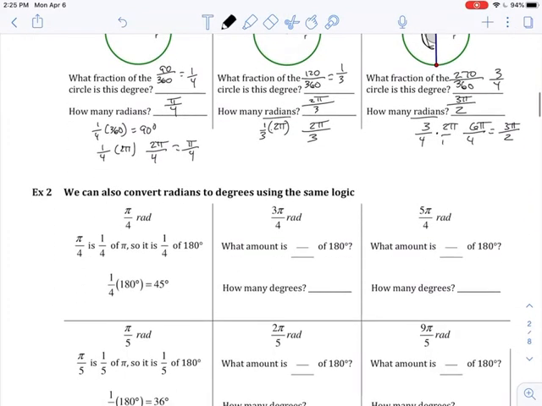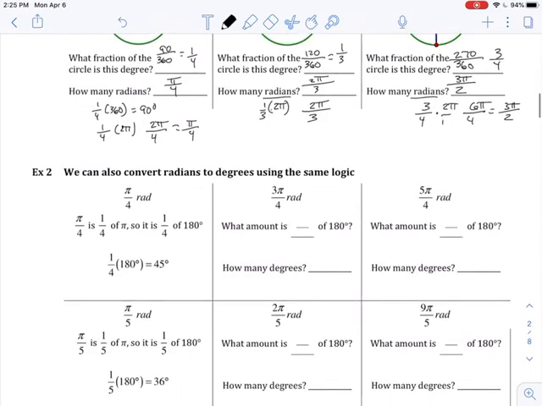You can also go the other way with this. In this case, pi over 4 is 1/4 of pi. So if I multiply that 1/4 by 180, I'm going to get 45 degrees. So I just went from radians to degrees. Can do the same thing here. What fraction of pi? Well, that's 3/4 of pi. And then if I multiply 3/4 by 180, I end up getting 540.